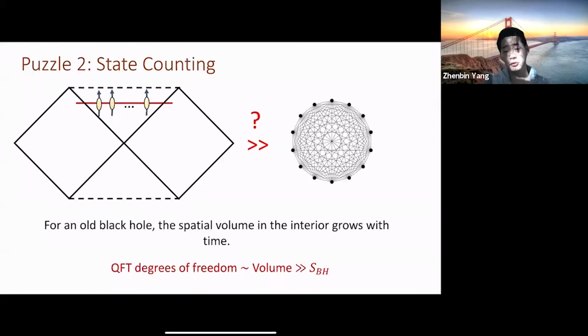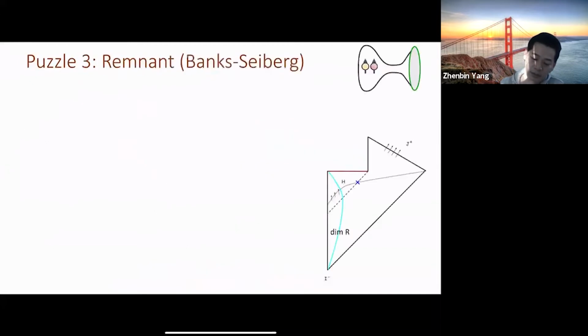A very natural conclusion is that those semi-classical states must be overcomplete. Those semi-classical states must form an overcomplete basis, such that the actual Hilbert space dimension is given by e to the S of the black hole. A related issue to this state counting problem is the remnant problem.